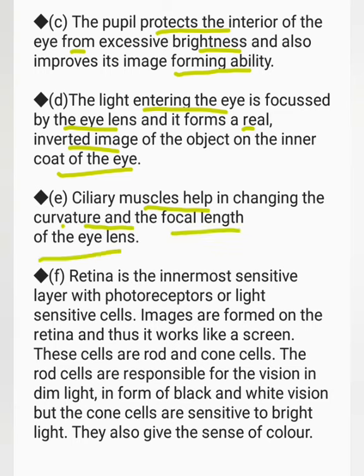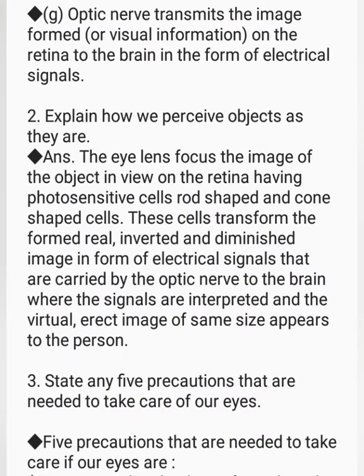Now the function of retina. Retina is the innermost sensitive layer with photoreceptors or light sensitive cells. Images are formed on the retina and thus it works like a screen. These cells are rod and cone cells. The rod cells are responsible for the vision in dim light in the form of black and white vision, but the cone cells are sensitive to bright light. They also give the sense of color.